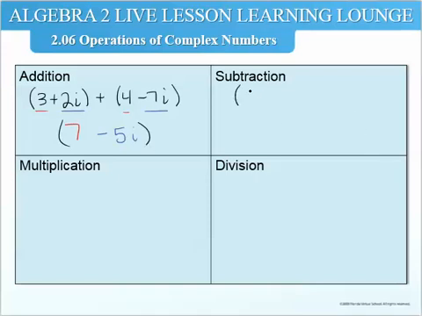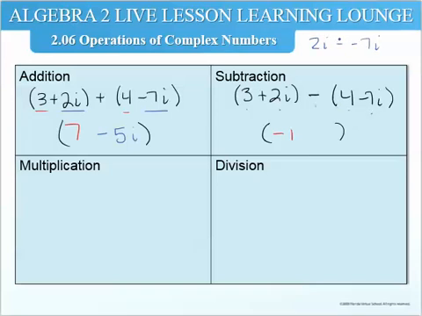Let's say we wanted to subtract these same two complex numbers. You have two options. You can distribute the negative, or you can read the problem from left to right. I prefer to read the problem from left to right since it simply means less work. So the first thing we will do is 3 minus 4, which is -1. And then we will do 2i minus -7i. When we subtract a negative, we add the opposite. So 2i plus 7i is positive 9i.